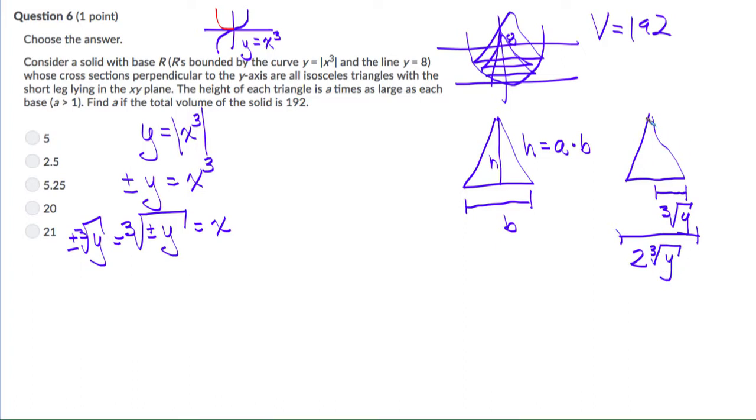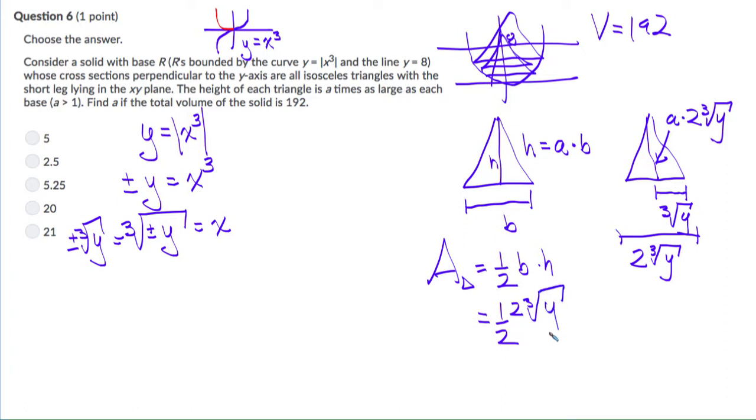My height, right there, is equal to a times that. So it's going to be a times 2 cube root of y. All right, now we have our formula ready to go for area of a triangle. Area of a triangle is equal to 1/2 base times height. So the area is going to be 1/2 of the base, which is 2 cube root of y, times height, which is a times 2 times cube root of y.